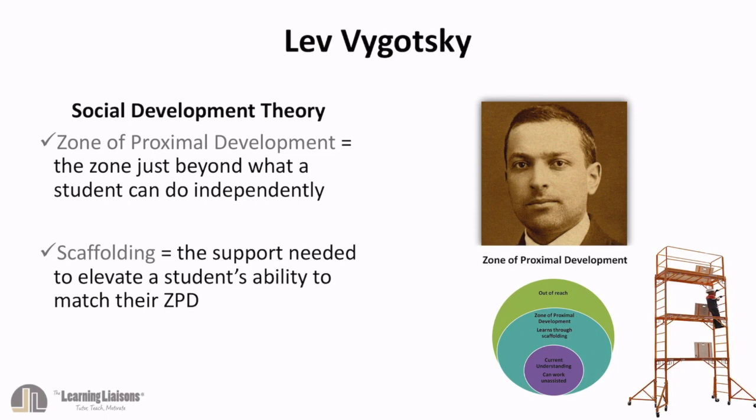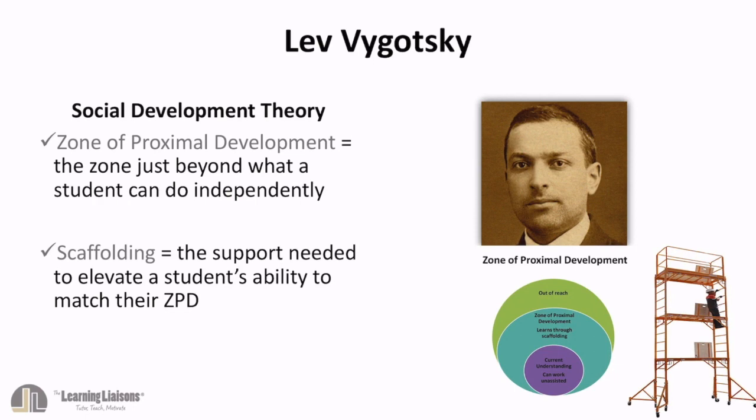The first theorist we're going to cover is Lev Vygotsky. Vygotsky created the theory of social development. Within social development is the zone of proximal development. That's the zone just beyond what a student can do independently. If you look at the image at the bottom of your screen of the 3 circles, you'll see that the bottom circle is where students can work independently. The middle teal circle is where students can learn with support. And then the green circle is what is out of reach. We are going to delve deeper into this on the next slide.